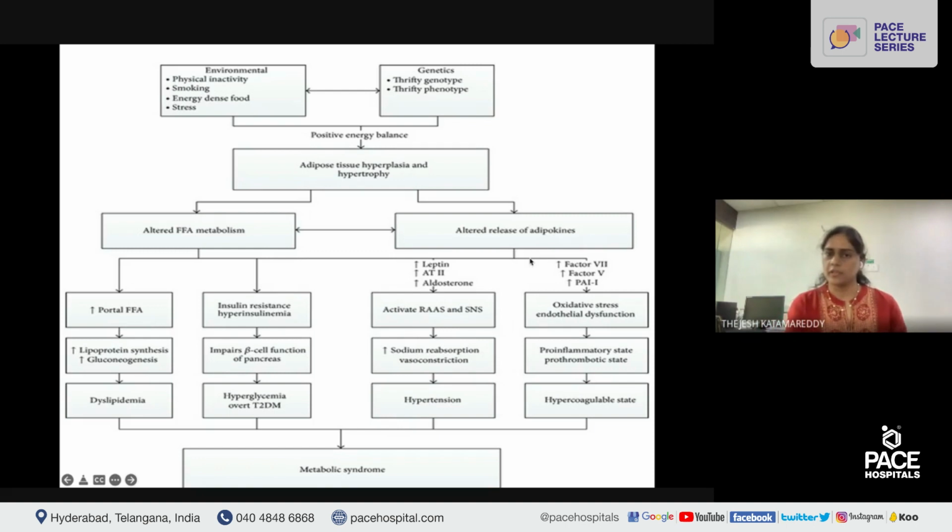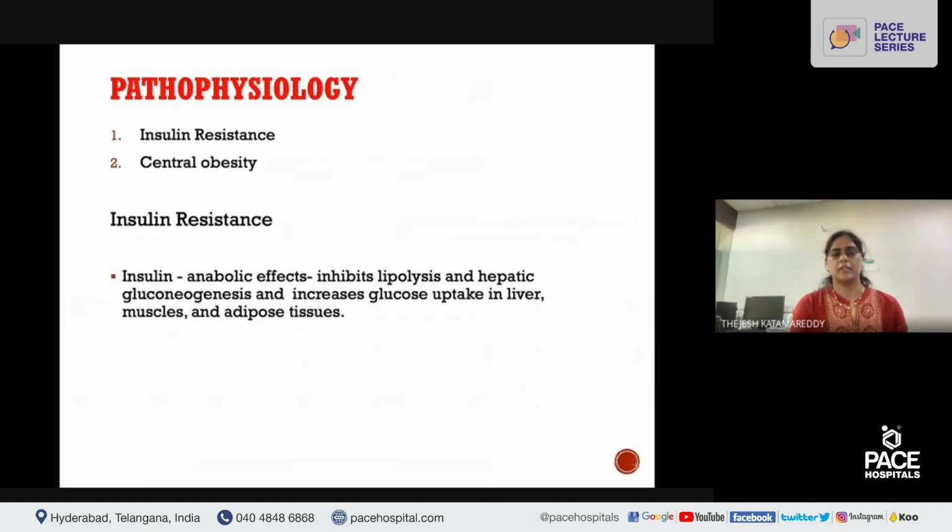There is also, through the adipokines released, an increase in the inflammatory process. All these factors lead to oxidative stress and a pro-inflammatory state and pro-thrombotic state. So then they become hypercoagulable and the risk for cardiovascular diseases and stroke increases with all these factors. So in detail, we'll check now how the pathophysiology of the metabolic syndrome occurs.